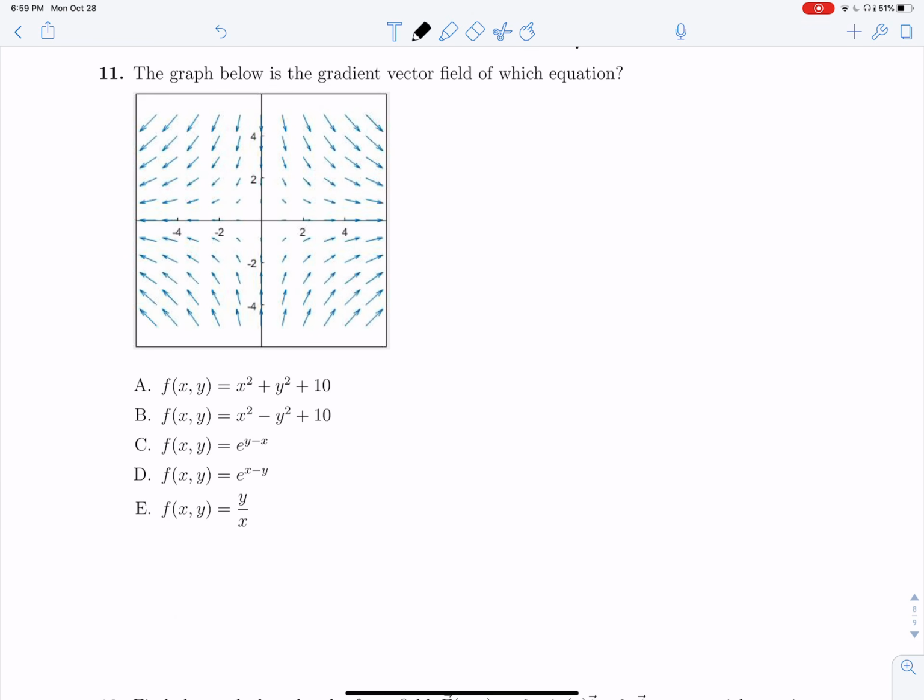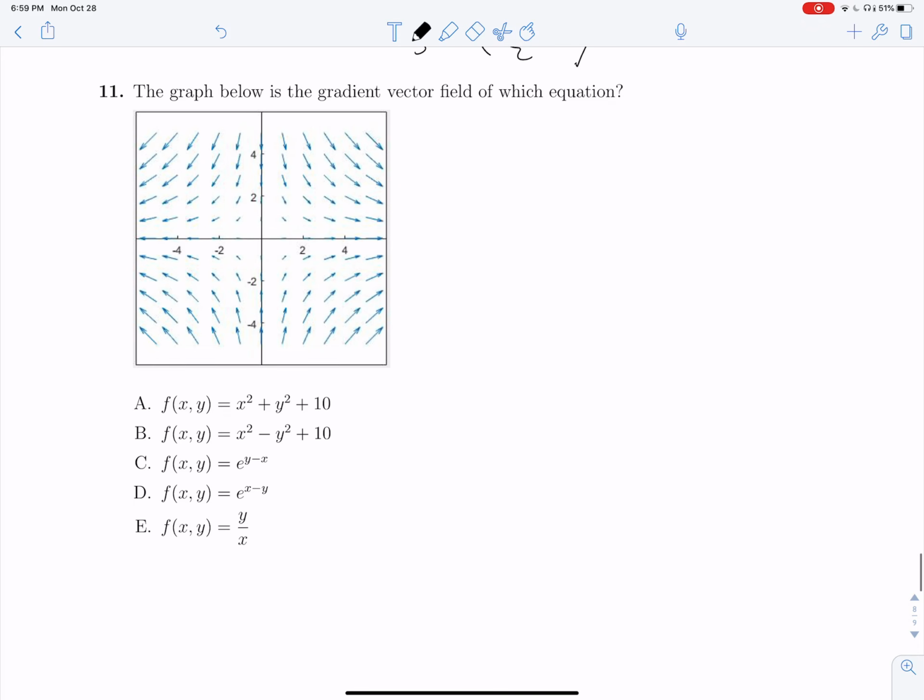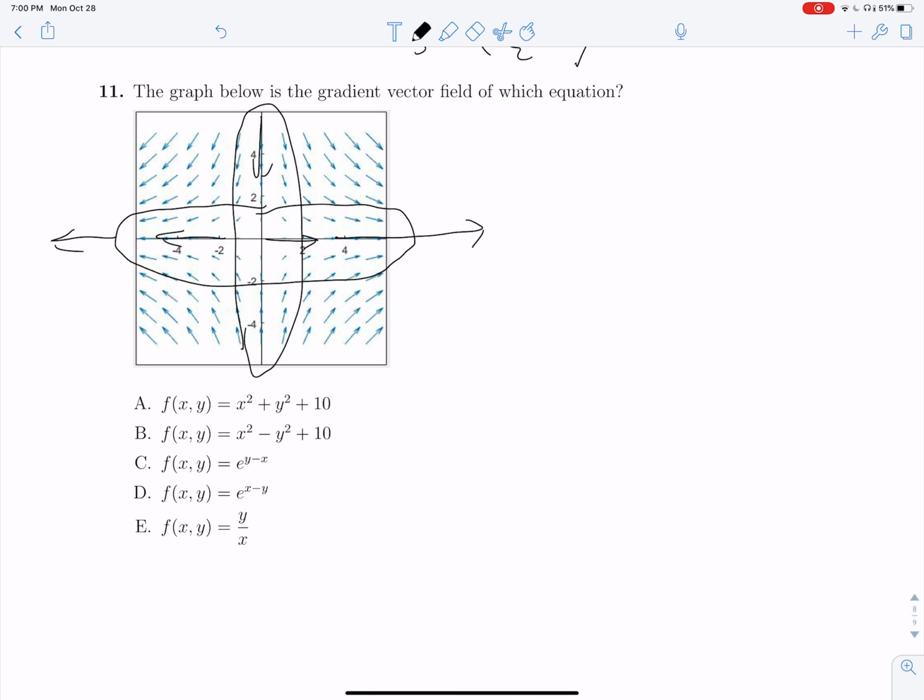Okay, the gradient vector field equation. We got to identify this guy. This kind of question comes up sometimes. This could be on the exam. But what I like to do is look at the axis behavior. So we see as we increase along the x-axis for y equal to 0, we're flowing away from the origin. Same thing over here. And on the y-axis, we're flowing towards the origin.